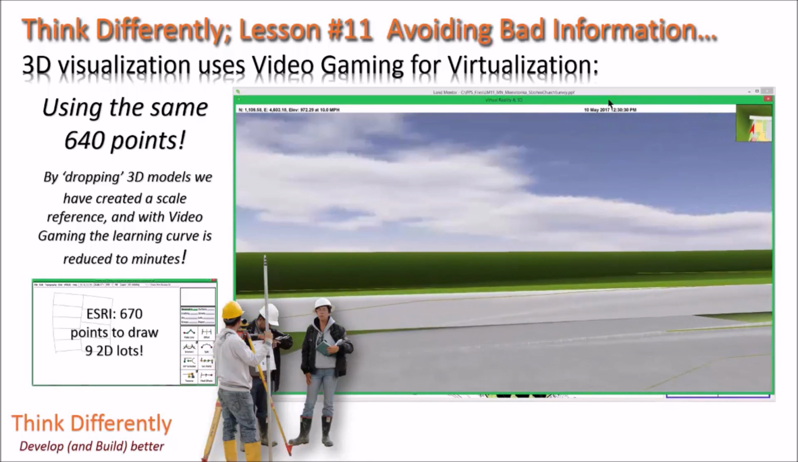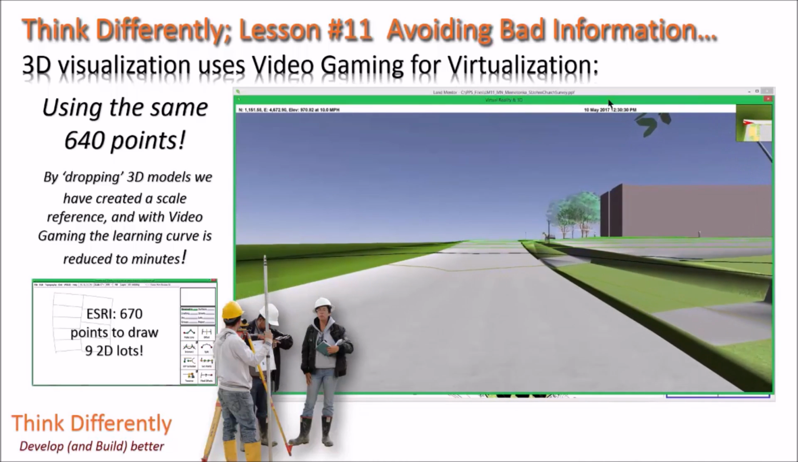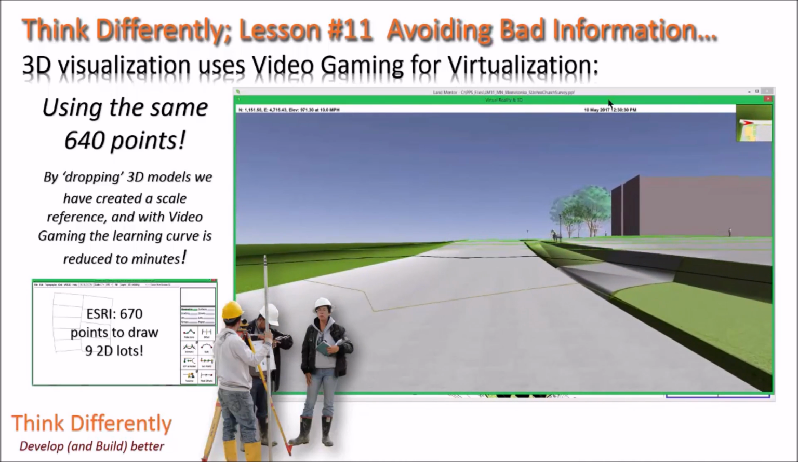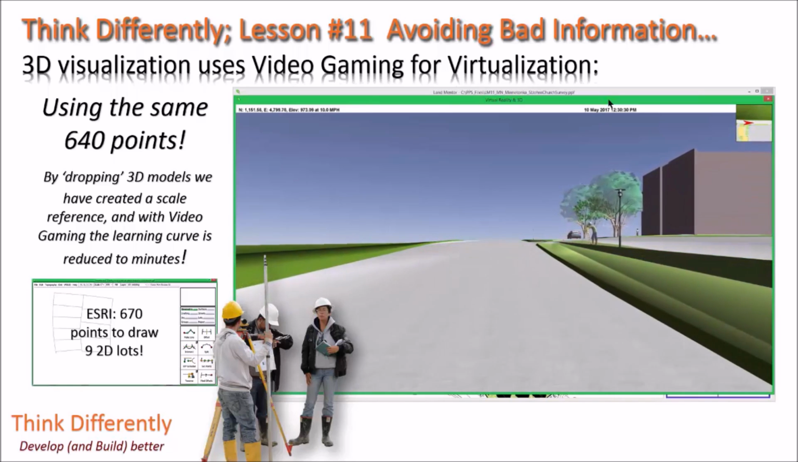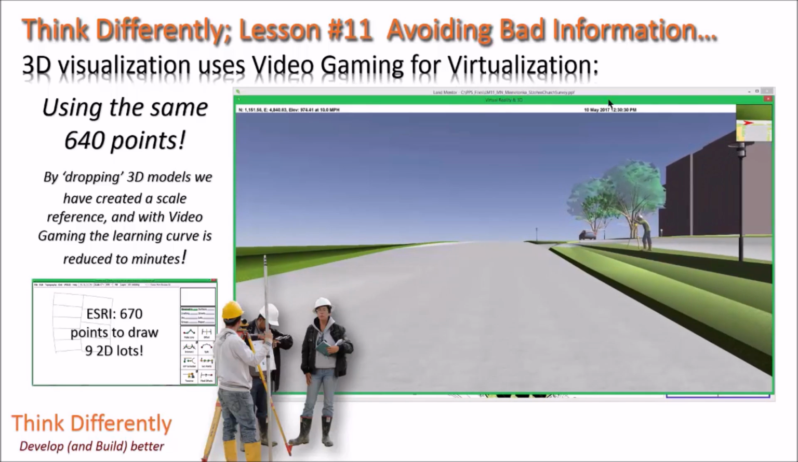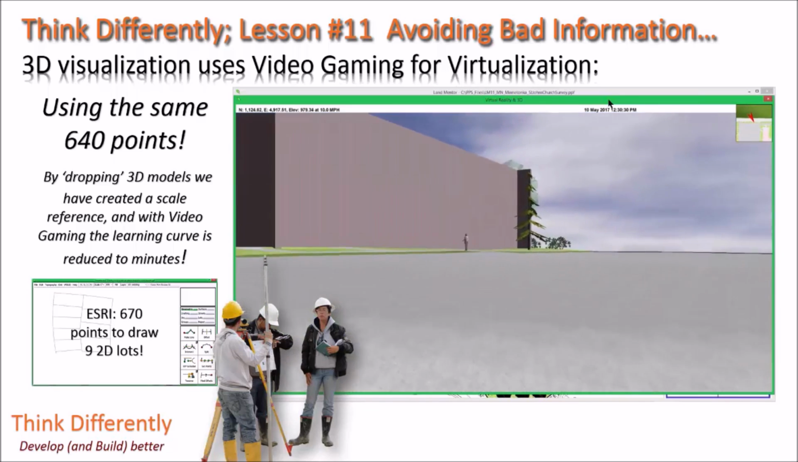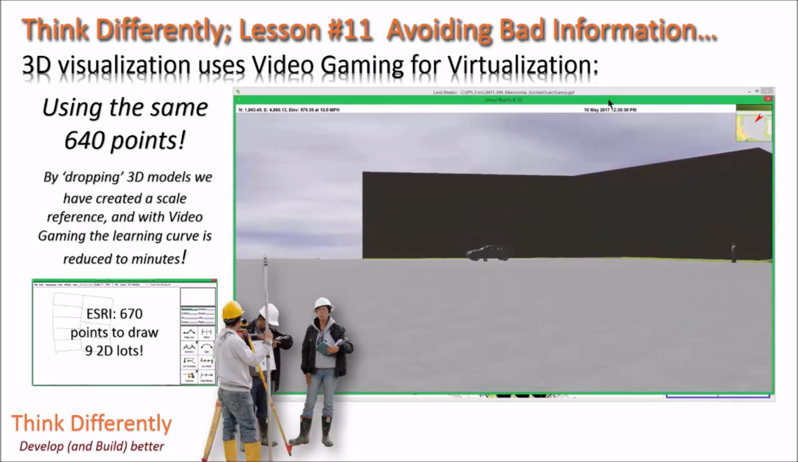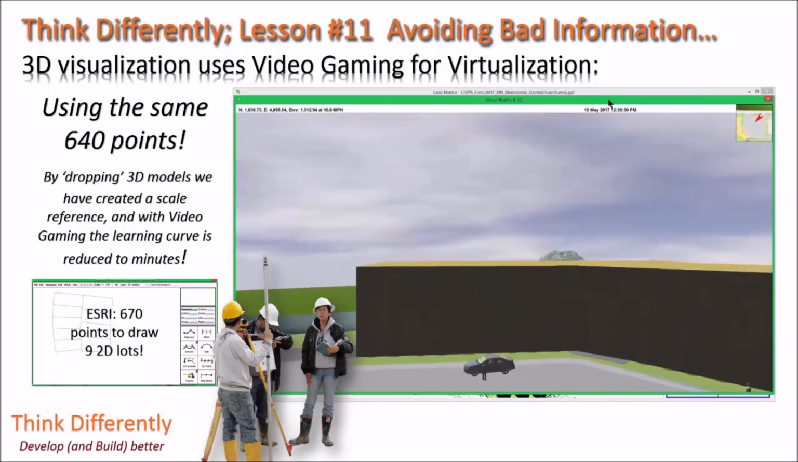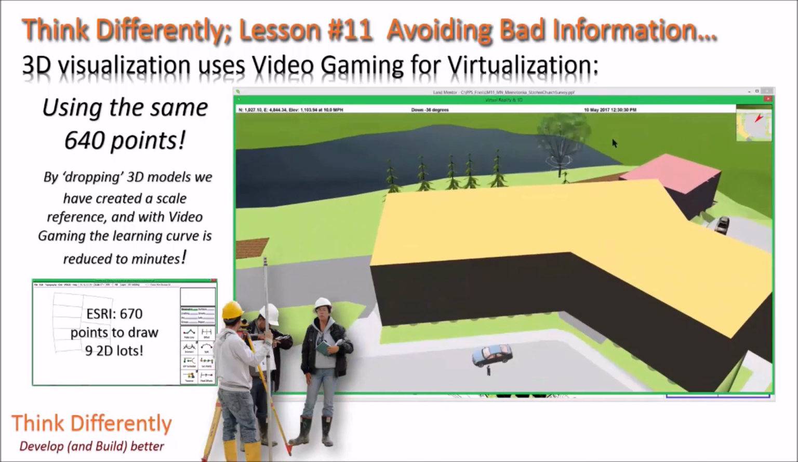Now on the GIS map, to draw those 9 lots in 2 dimensions, ESRI took 670 points to draw those lots because it can't draw a curve. To draw a curve, it needs a whole ton of points along the curves, and those curves are not accurate to begin with. 670 points. What you're looking at, all of this is 640 points. So you could start seeing a really big problem we've got in the industry. And so LandMentor is there to reverse all of this problem.